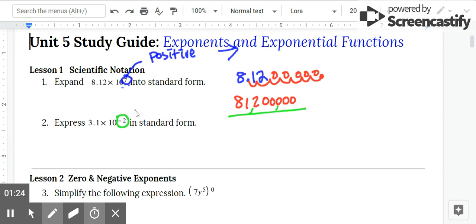a negative number, then you move the decimal to the left. All right, so we have 3.1. And now I'm going to go 1 and 2. So you're going to stop here. And then you see the blank spot here, and you're going to fill in with 0. So the answer is going to be 0.031.